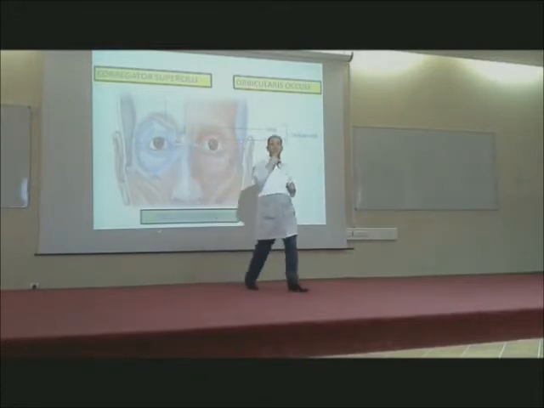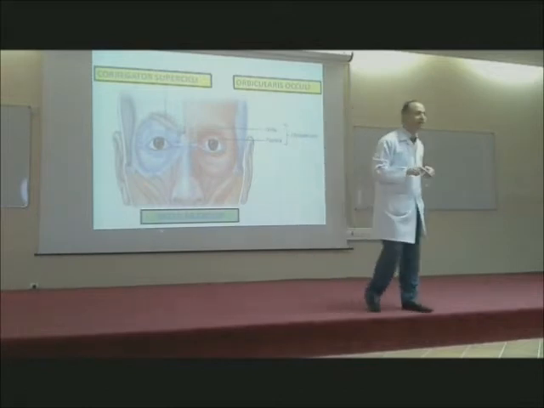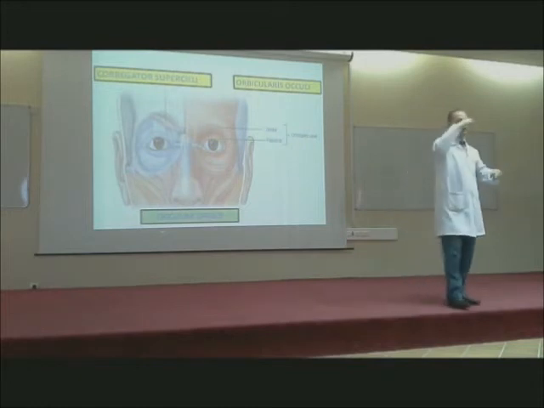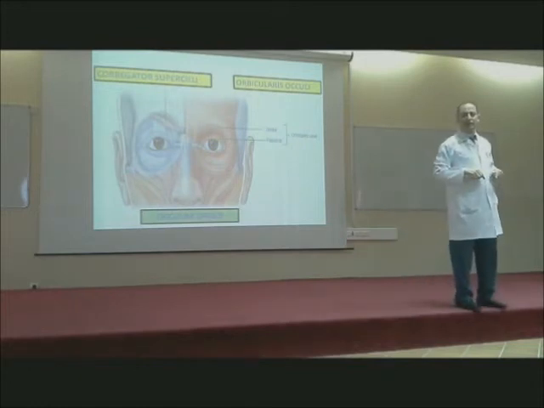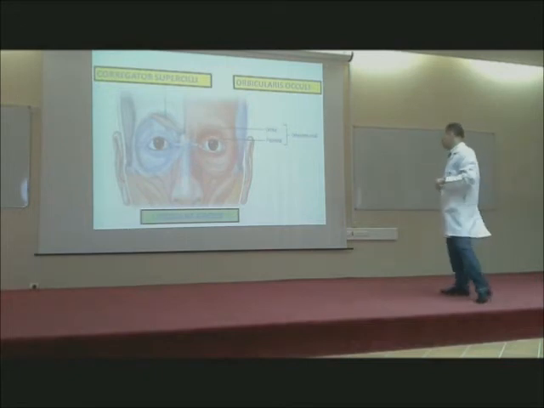What happens in between? You will find wrinkles there. What type of wrinkles? Vertical wrinkles. Which muscle was producing transverse wrinkles? Occipitofrontalis, its frontal belly.